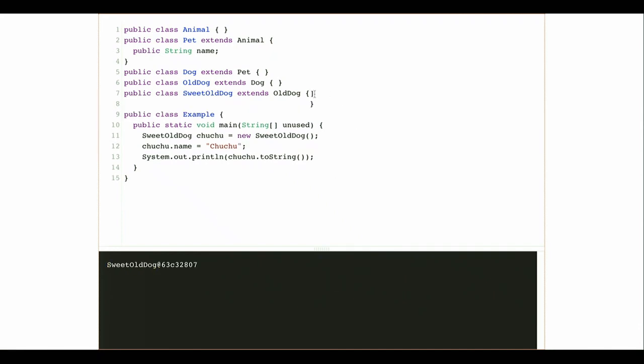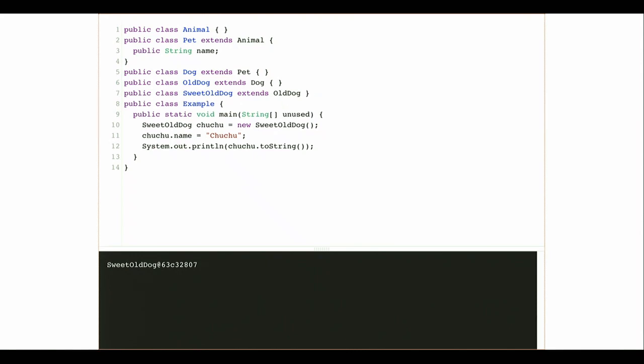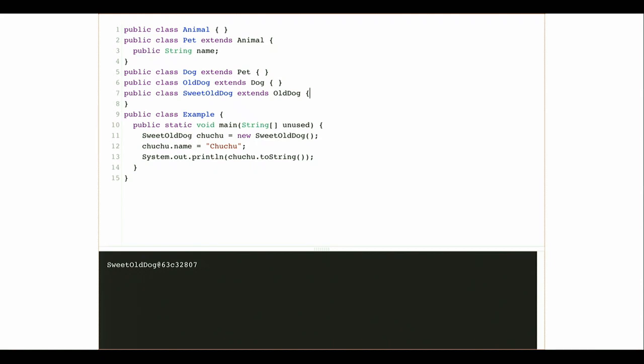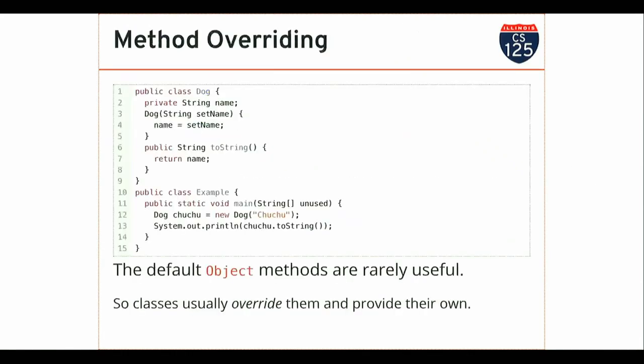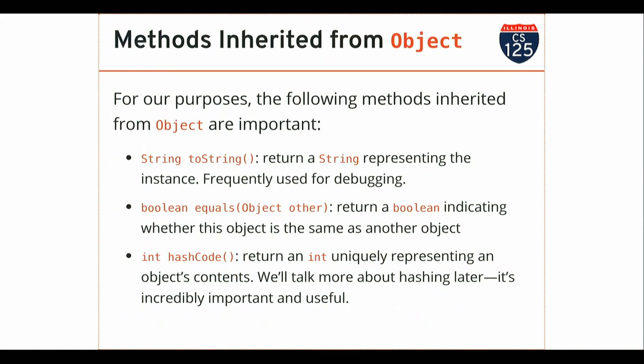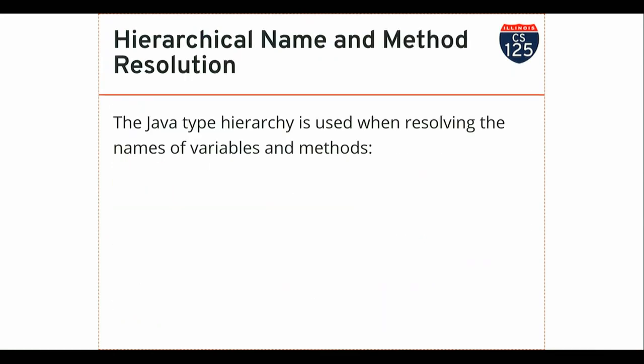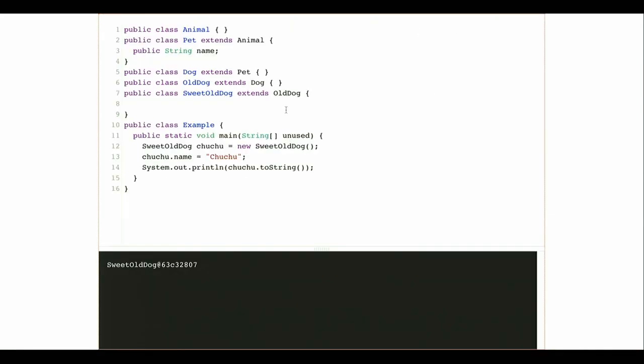And now imagine that I want my sweet old dog class to print the name of the sweet old dog and the fact that it's a sweet old dog. Okay, so this is what we'll do. So how are we gonna do this? So what I need to do is I need to override this method. So if I look back at these methods that I inherited from Object, toString is the one that I wanna use here. Okay, so toString looks like this. It returns a string. It takes no arguments. I have to mark it as public.